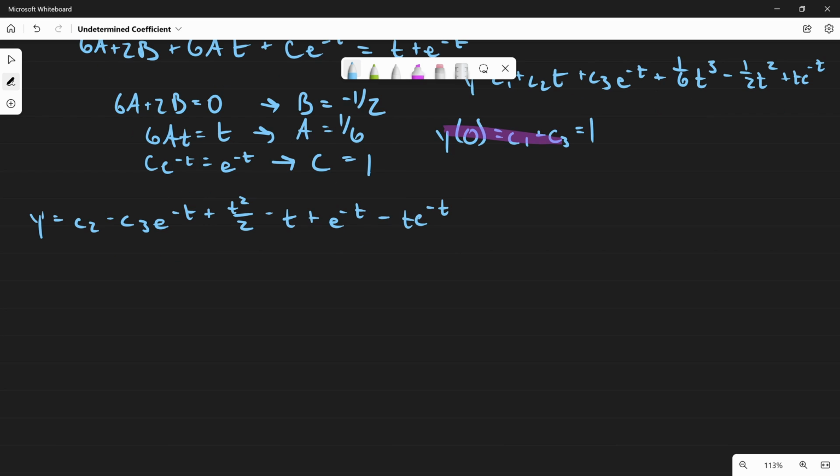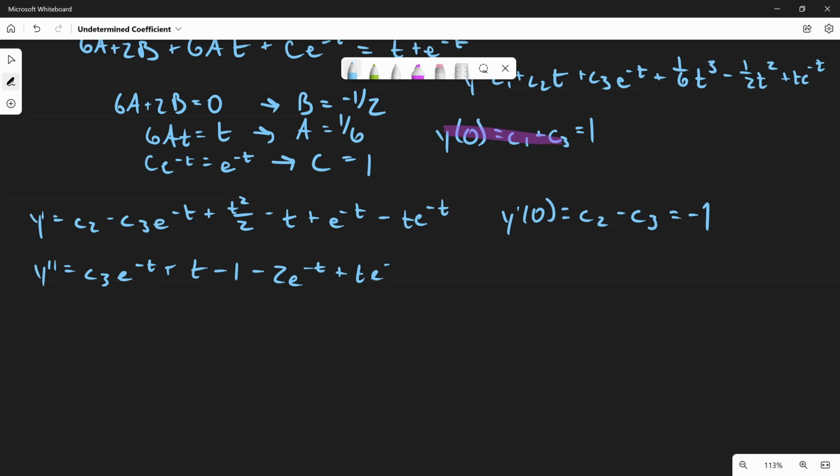Should be right. Okay, so now that we have the first derivative, we're just going to plug in y prime of 0. So that's going to be equal to c2 minus c3. Everything goes to 0 plus 1 is equal to 0. So I'm just going to move the 1 to the other side, so it'll be negative 1. Taking the second derivative, we get c3 e to the negative t plus t minus 1 minus 2. Wait, I need to take the derivative. Whoops, I'm over here plugging. Okay, plus t minus 1 minus 2e to the negative t plus t e to the negative t.